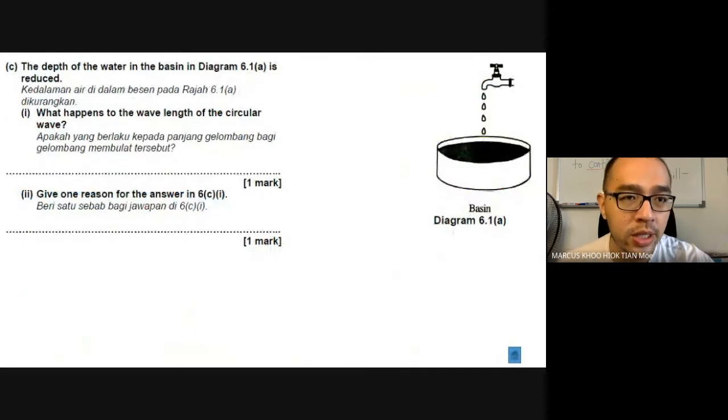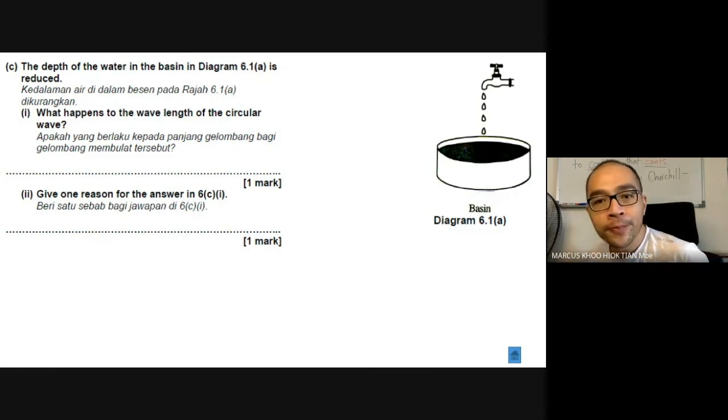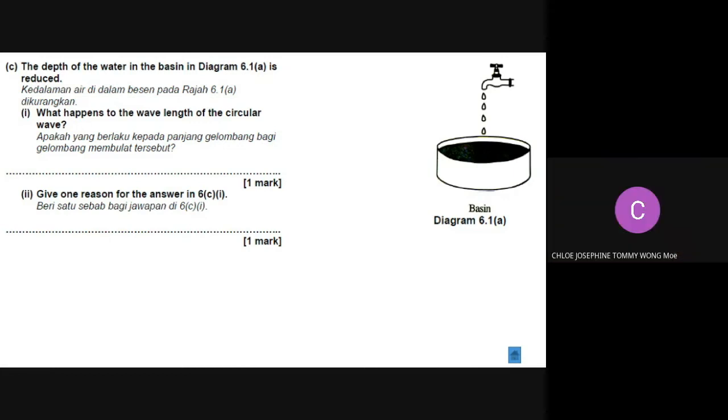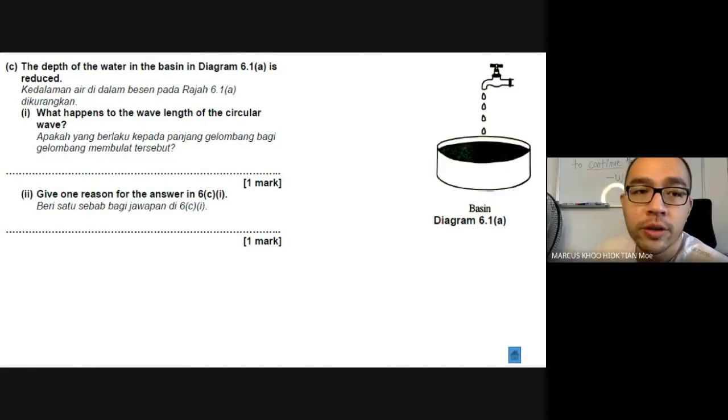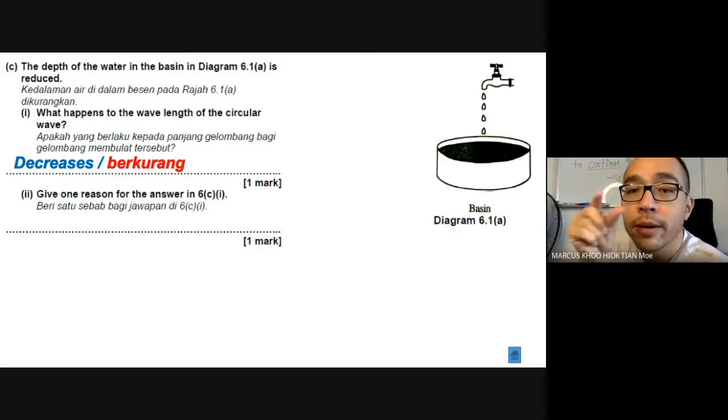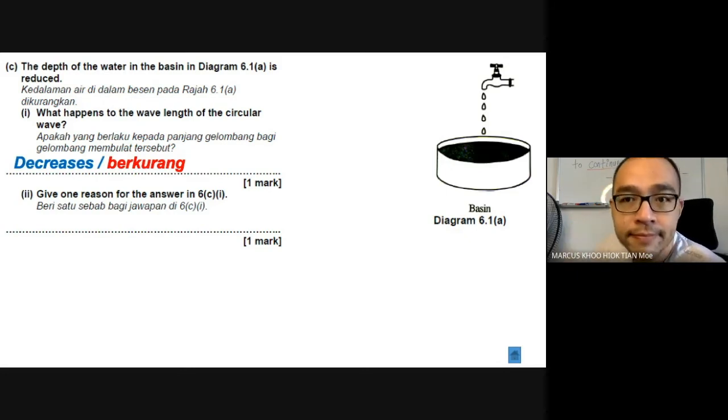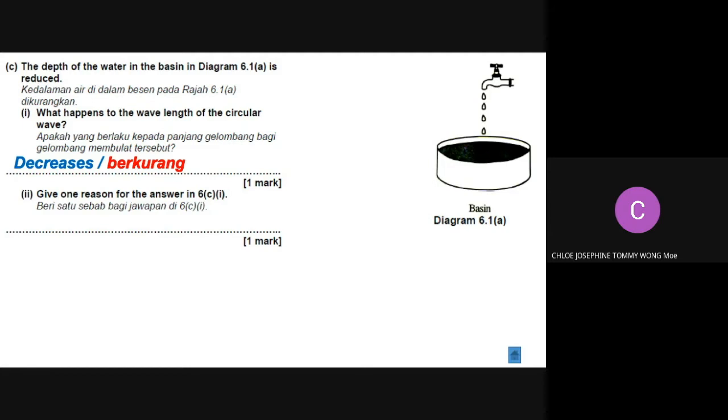All right, next question. What happens to the wavelength of the circular wave if I reduce the depth of the water in the basin? Chloe? The wavelength decrease. Sorry, what did you say? What is the last word? Decreases. Okay, very good. The wavelength will decrease. It will become even shorter. Why? Because the bigger the depth of the water, bigger wavelength.